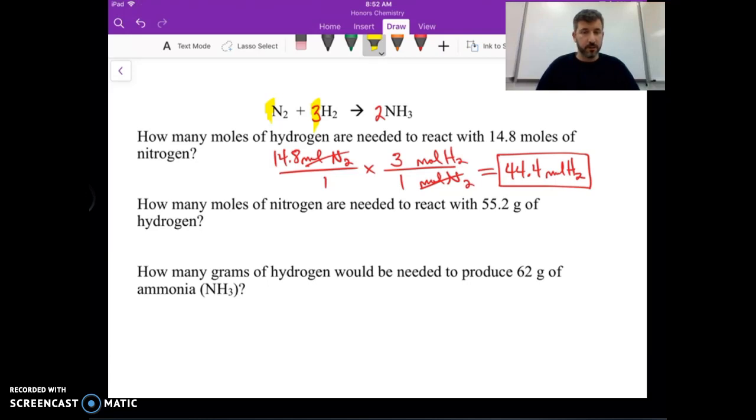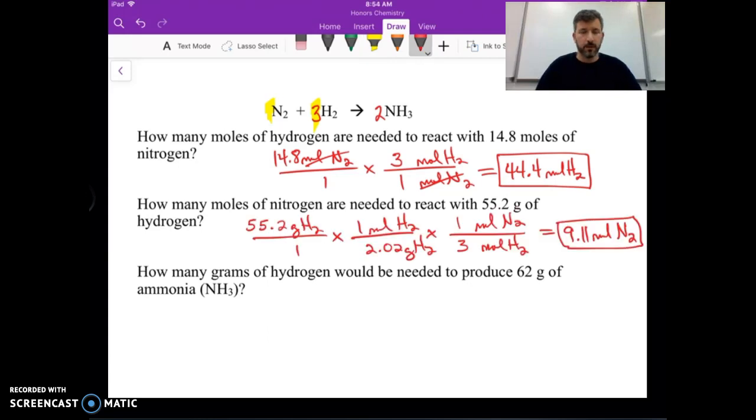So let's try the next one. How many moles of nitrogen are needed to react with 55.2 grams of hydrogen? Okay, and there you have it. We had to use the periodic table to go from grams of hydrogen to moles of hydrogen, and then use the balanced equation to go from moles of hydrogen to moles of nitrogen. So let's try the very last one.